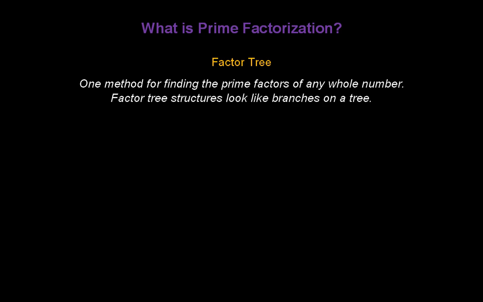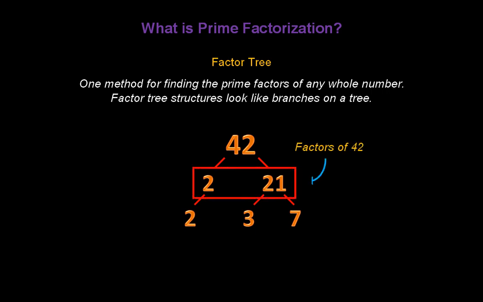What's a factor tree? Well, a factor tree is the method I'm going to be using today to find the prime factors, or the prime numbers, that make up a whole number. Factor tree structures look like branches on a tree. For example, here's the factor tree for the number 42. The numbers right under the 42 are 2 and 21. Those are two factors of 42.